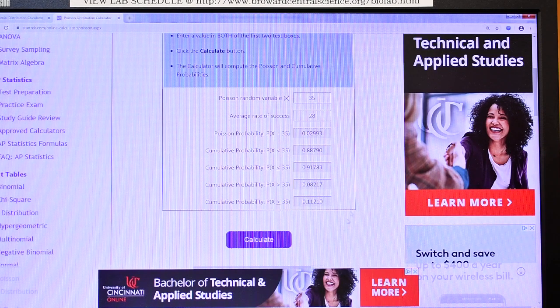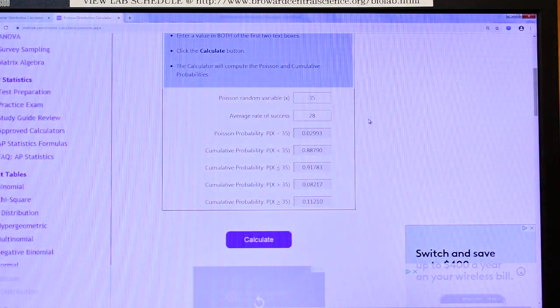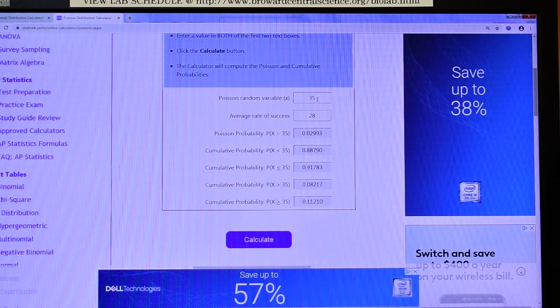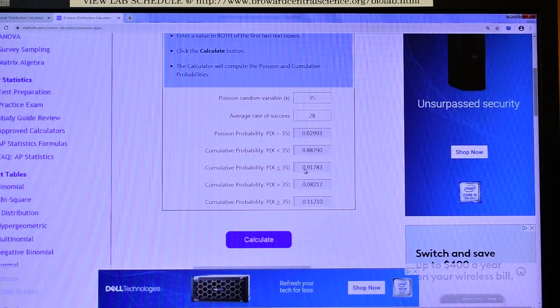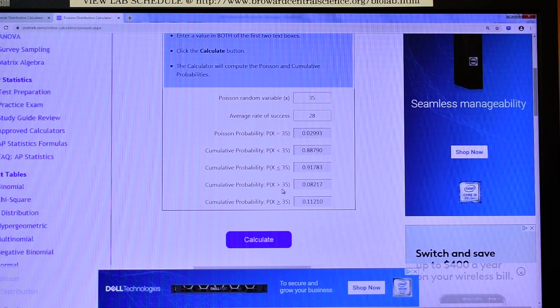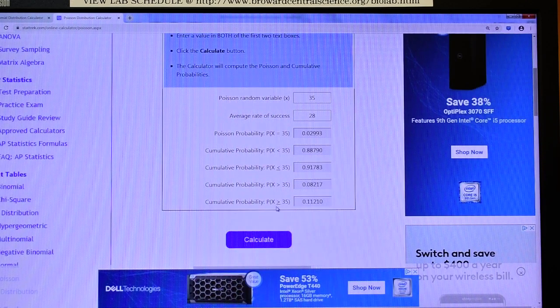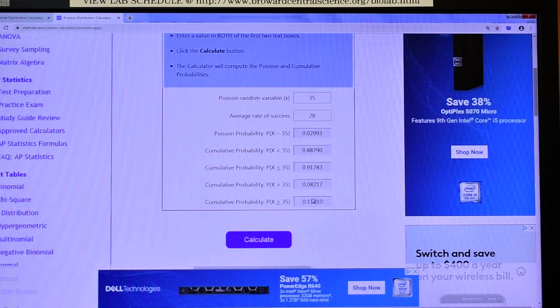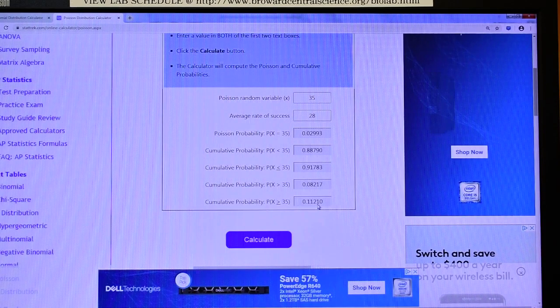Exactly 35 is not that interesting. We're interested in whether this is high, like way more than normal. So we look at the cumulative probability. How likely is it to get 35 or more? That's how we'd find out if this is unusually high. P greater than or equal to 35 is about an 11% chance.